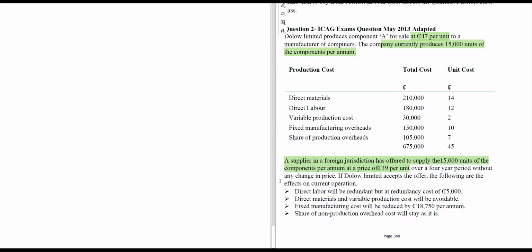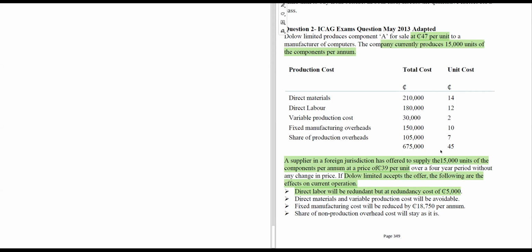Okay, so they have decided to what? Price our components at what? 39 cedis per unit over a 4-year period without any change in price. Okay, if we accept the offer, the following are the effects on our current operation. Do you understand? That one, the direct labor will be made redundant, but at a redundancy cost of 5,000. So this cost, what did they come with? Did they come with making or it came with buying? Are these further costs associated with making or buying? Making. No, look at it carefully. Buying. It is only when the supplier supplies us that these things will happen.